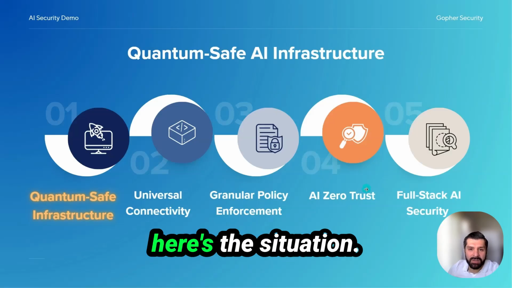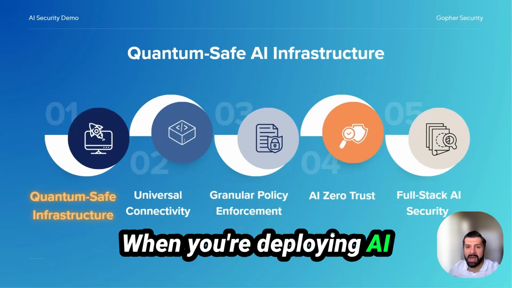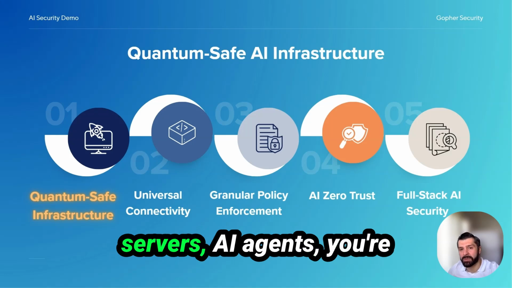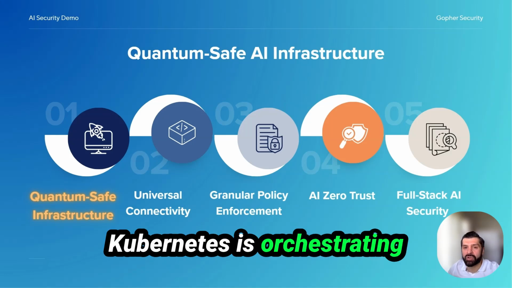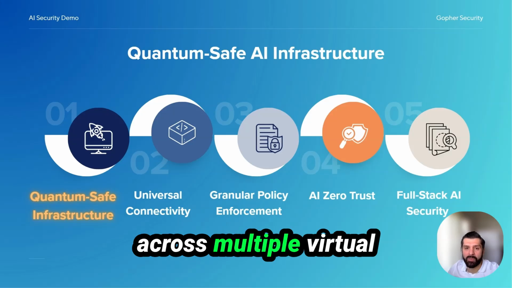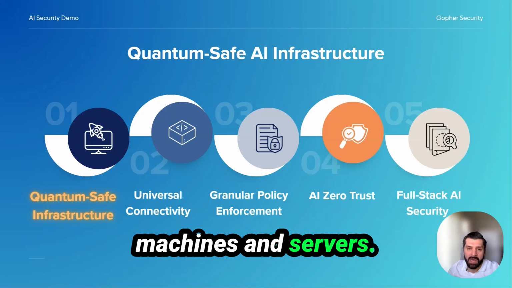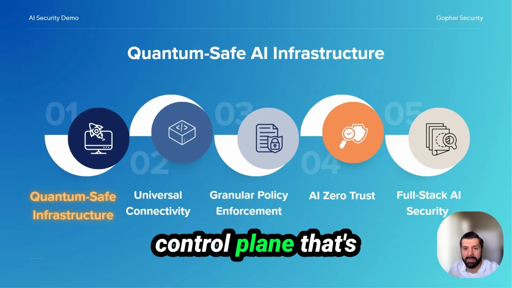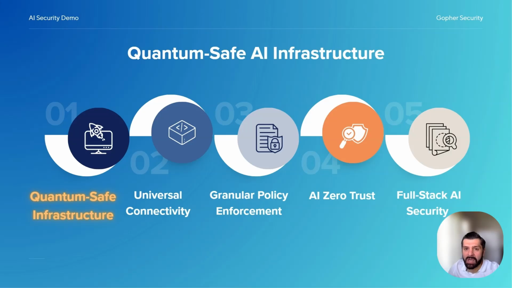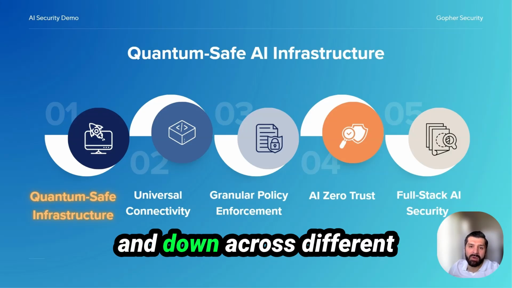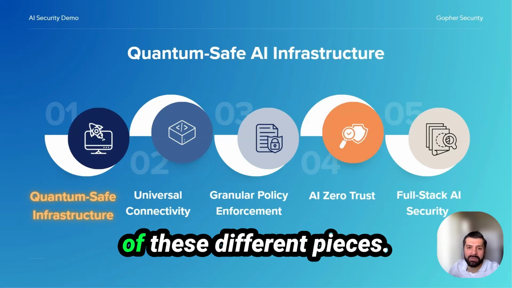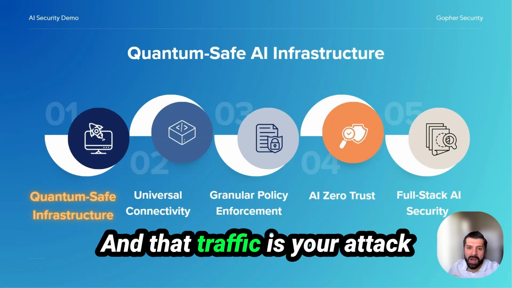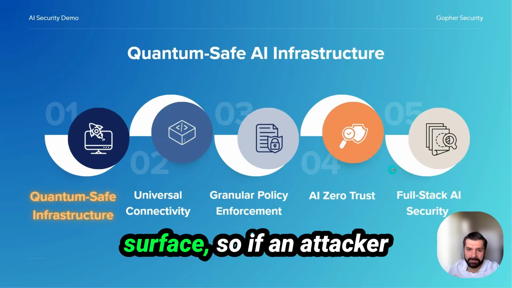To kick things off, here's the situation. When you're deploying AI infrastructure, LLMs, MCP servers, AI agents, you're running them on containers. Kubernetes is orchestrating those containers across multiple virtual machines and servers. And you have a Kubernetes control plane that's talking to worker nodes. Containers are spinning up and down across different VMs, and there's control traffic flowing between all of these different pieces. And that traffic is your attack surface.